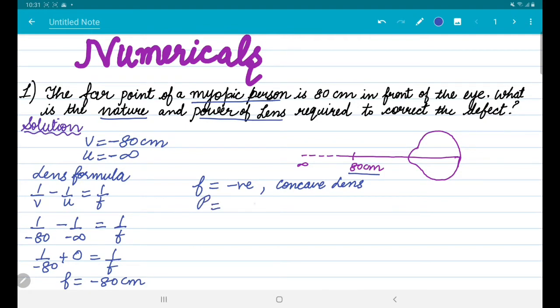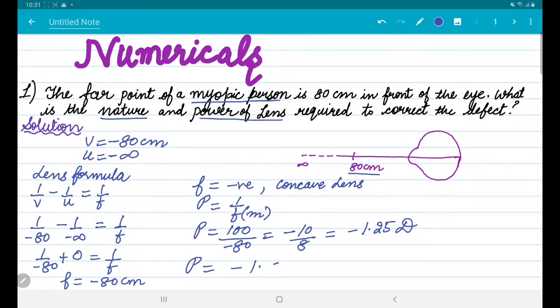Now we know power is equal to 1 by f when f is in meters, but here we have focal length in centimeter. Convert it into meters by multiplying it by 100. It will be minus 10 by 8, which is equal to minus 1.25 diopters. So power is minus 1.25 diopters.